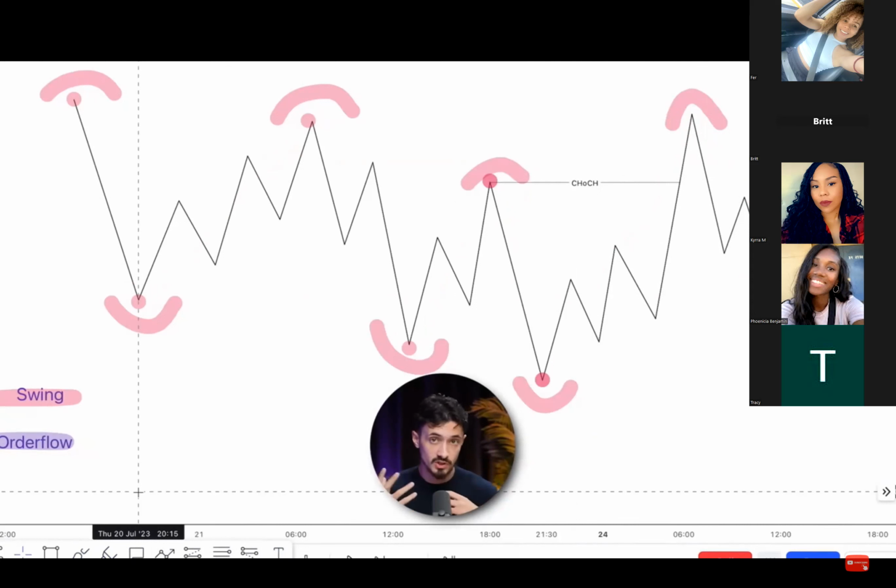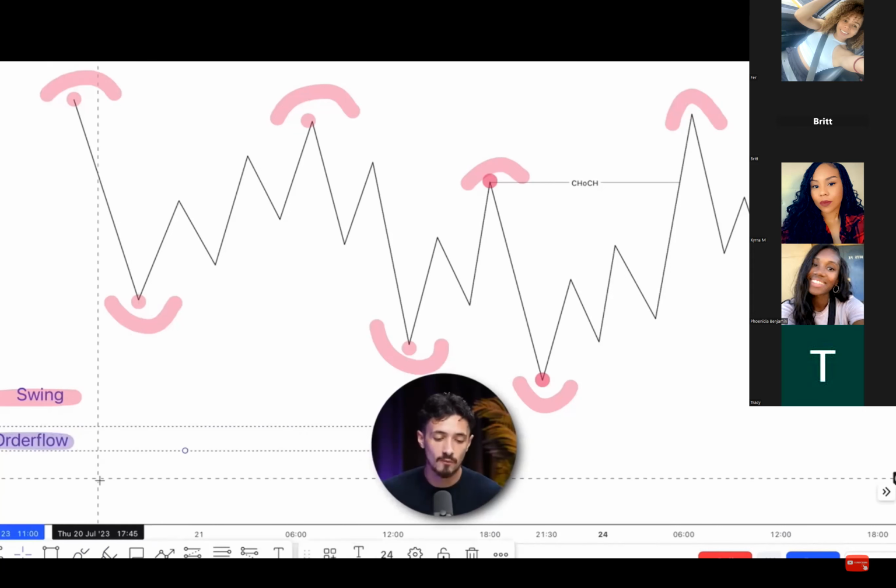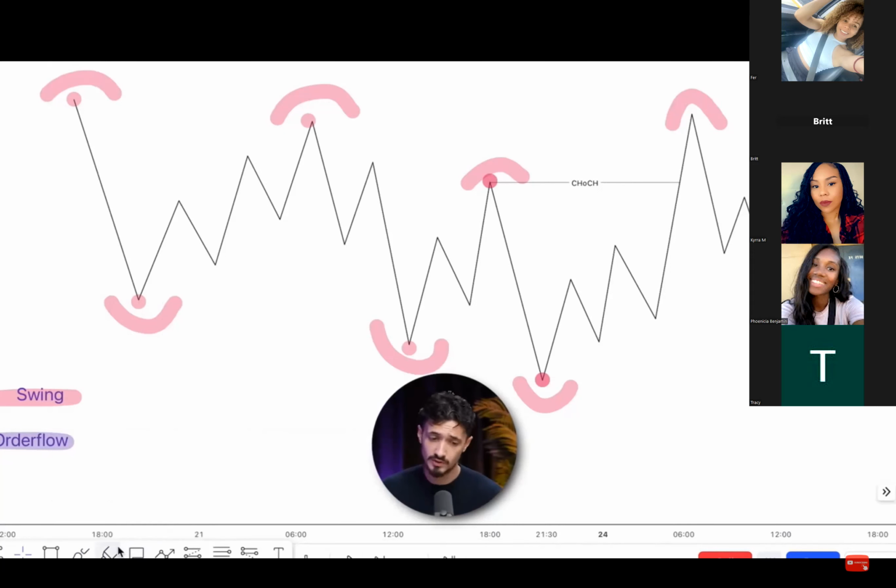So swing structure can vary. It can take a whole day to put in a new swing leg, 2 days, 3 hours, it doesn't matter. But order flow is your present moment price action, the present moment direction. And so what we understand is our order flow is another word, again, which we can use for internal structure. So you have your external, which is your swing.